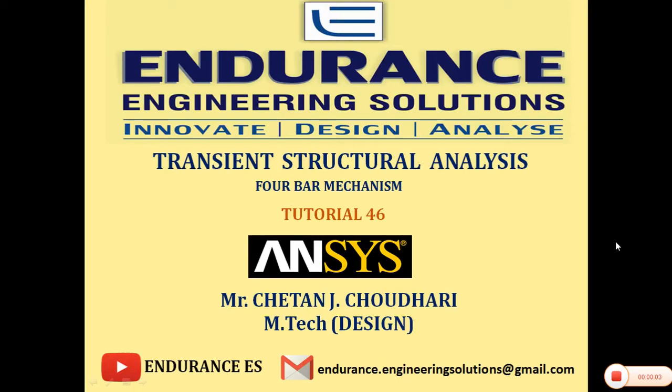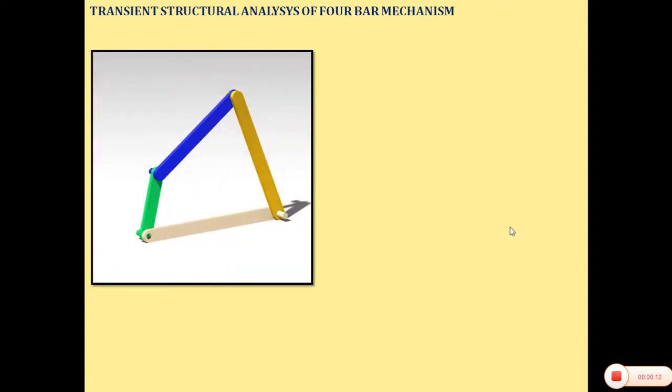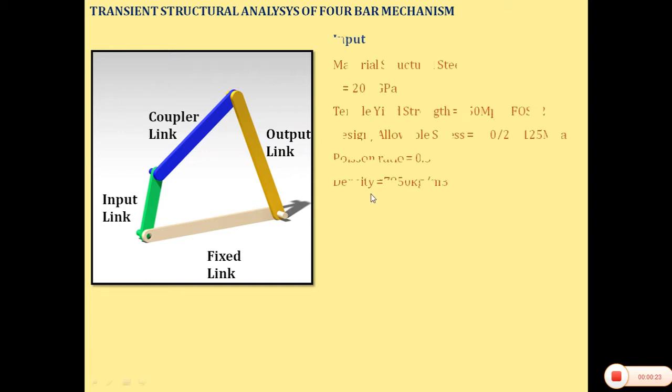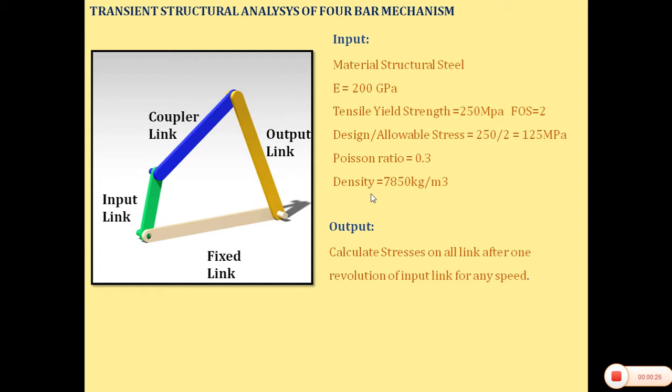Hello everyone. Today in transient structural analysis we will see a 4-bar mechanism. So let's get started. This is the 4-bar mechanism which we have chosen, having the input link, coupler link as well as the output link. This is a planar mechanism. We have considered a very simple 4-bar mechanism here for the simulation, and these are the input data provided.